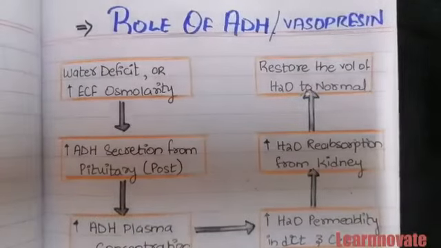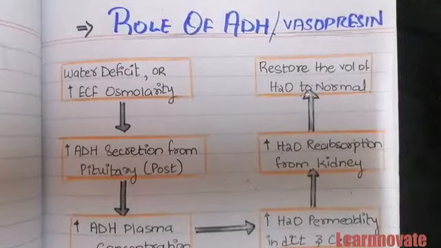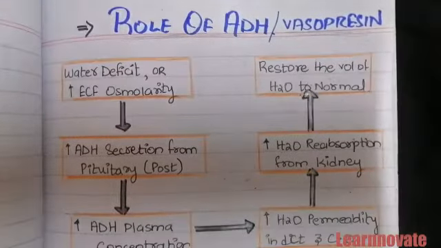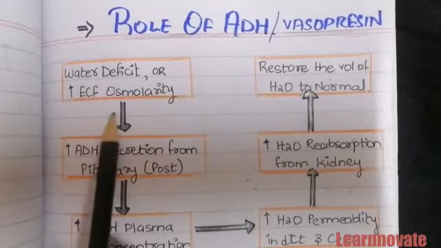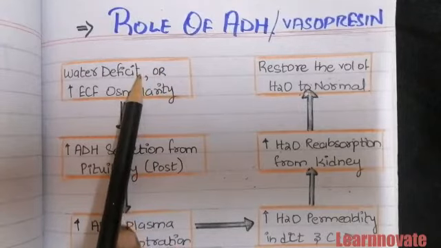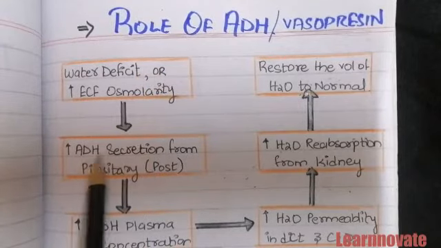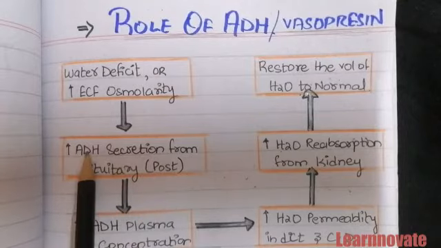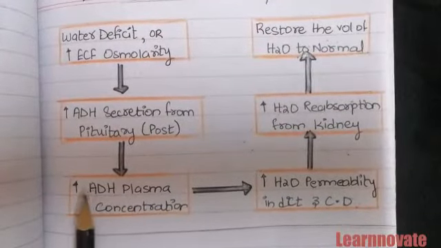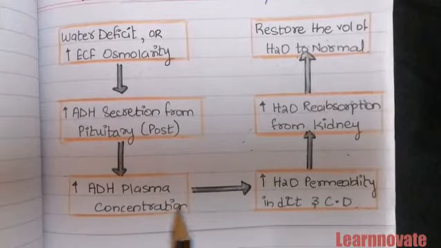First we are going to discuss the role of ADH, the antidiuretic hormone, also called vasopressin. Vasopressin acts on the reabsorption of water and is an important hormone in osmoregulation of the body. The stimulus for the release of ADH is a deficiency of water or an increase in extracellular fluid osmolarity because of an increased amount of solute. Increased osmolarity or decreased volume of fluid stimulates the release of ADH from the posterior pituitary. When there is increased secretion of ADH, the ADH concentration in the plasma increases.